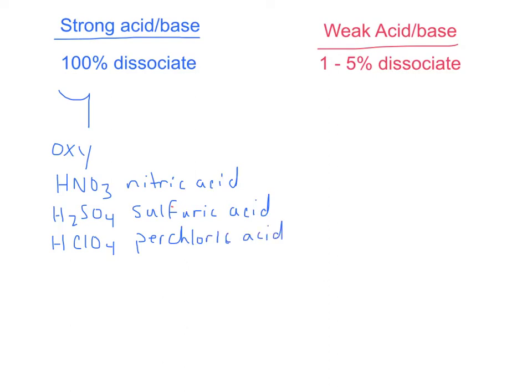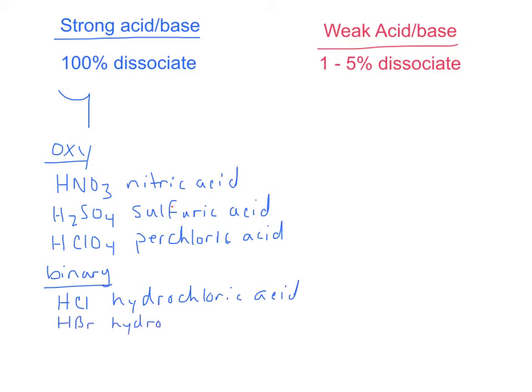Then we have our binary. Binary means just 2, and that starts at the Cl, so we have HCl, which is hydrochloric acid, HBr, which is hydrobromic acid, and HI, which is the friendly, not so friendly acid that will tell you hi but eat you alive. It's hydroiodic acid.